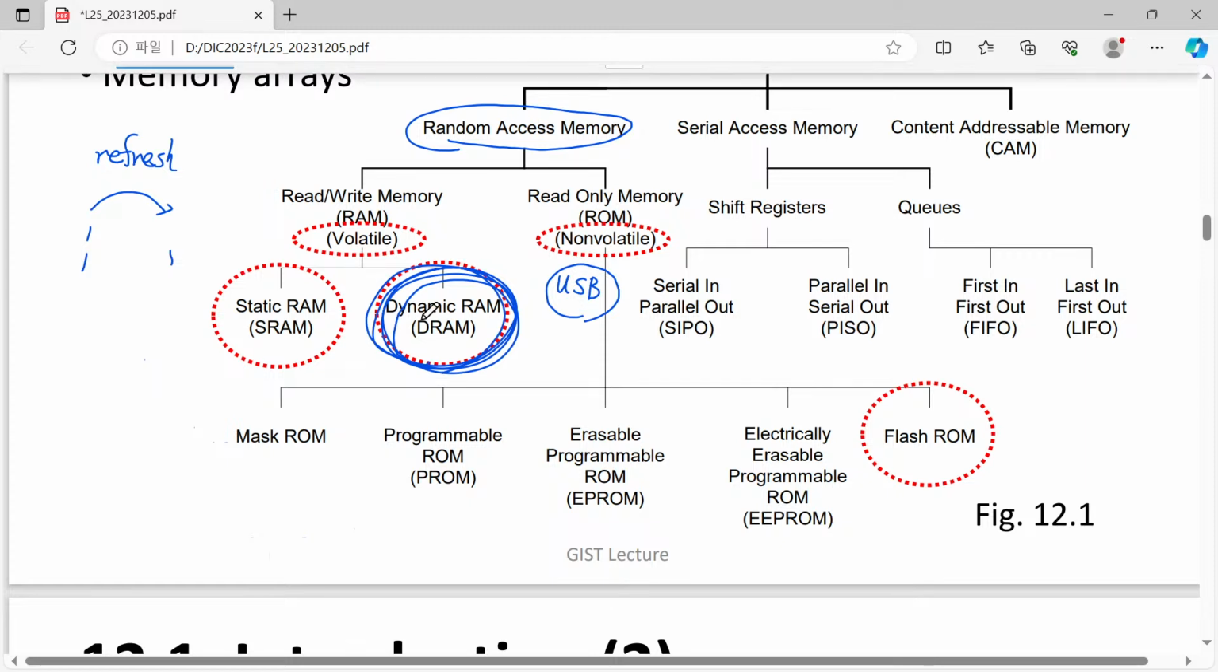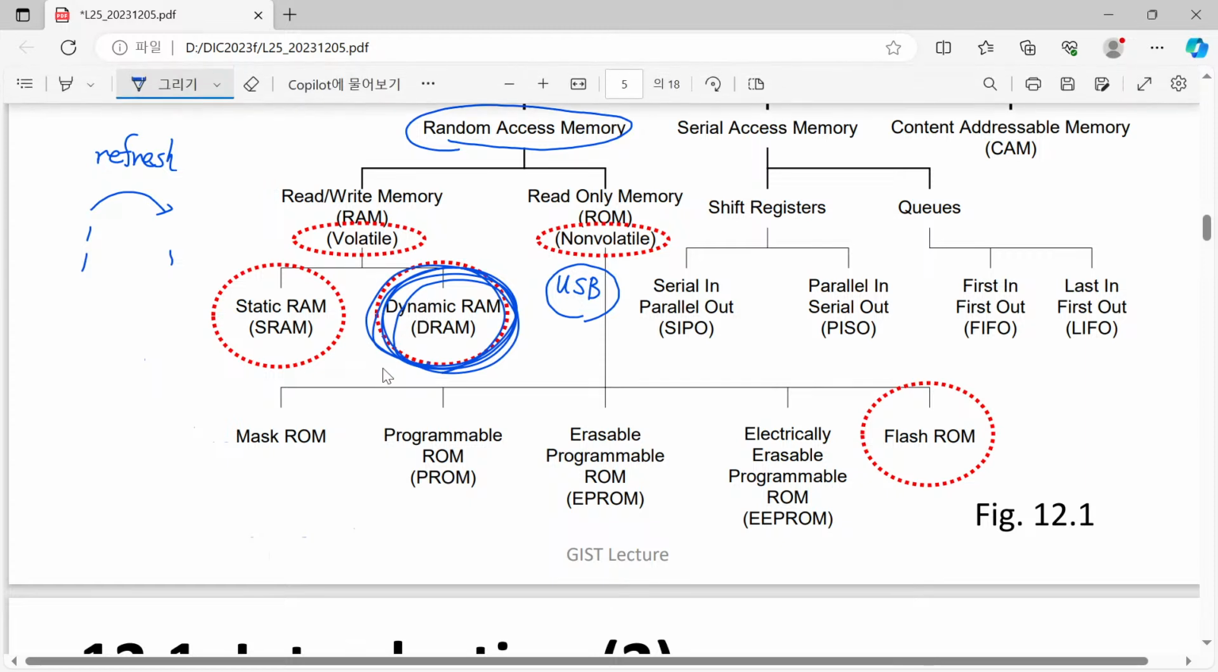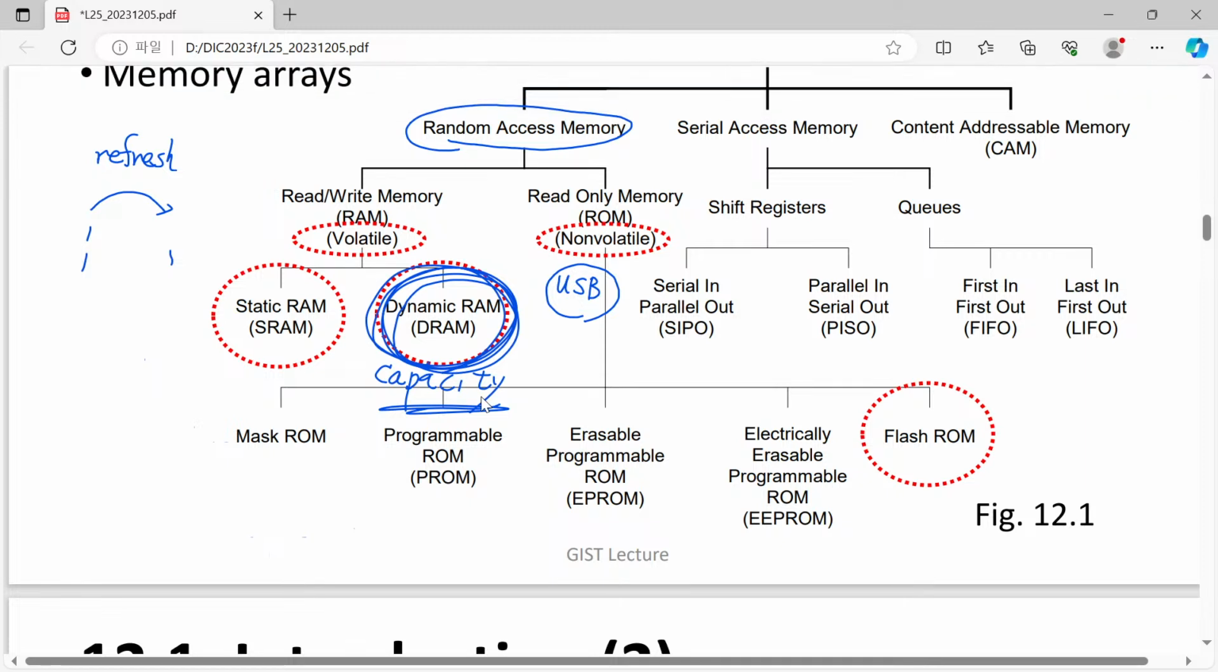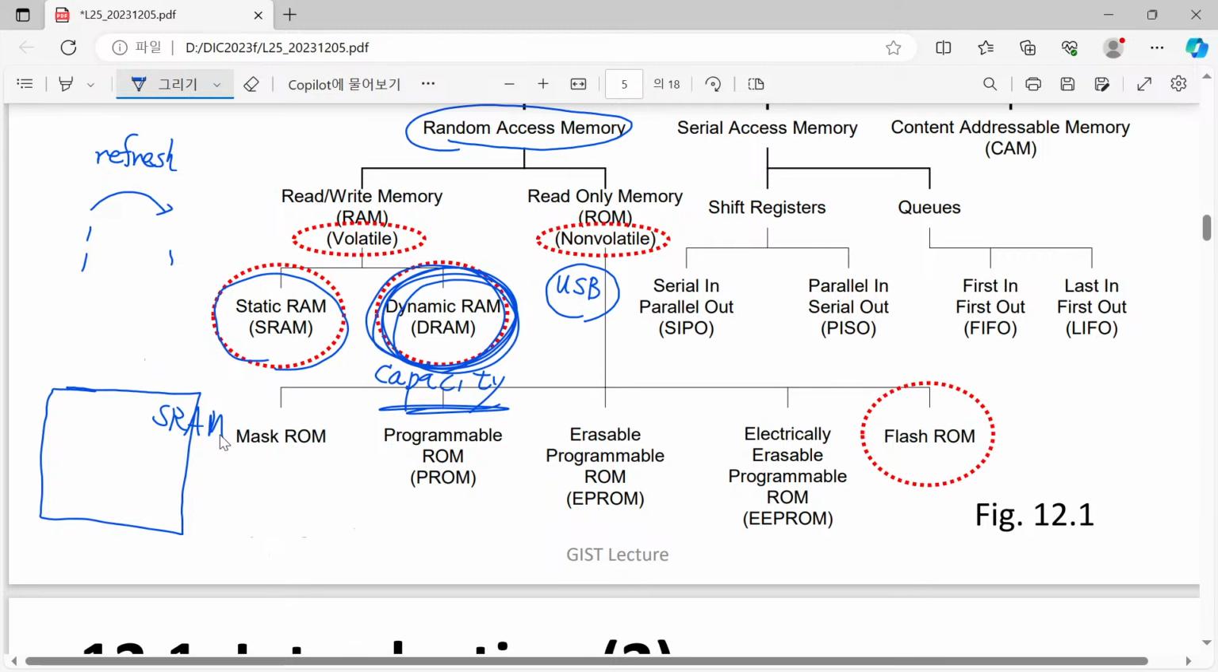But why do we still have DRAM? Since it has absolute advantages in its capacity, if you want to have a large memory, then you must adopt DRAM. That is one thing. However, in the case of static RAM, although its capacity is much smaller than DRAM, there is also another property. This is SRAM. SRAM can be integrated into our chip.